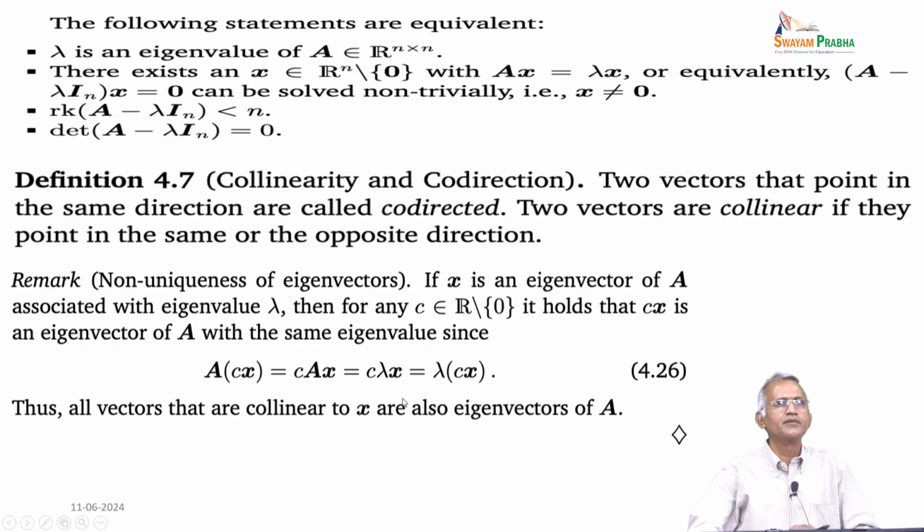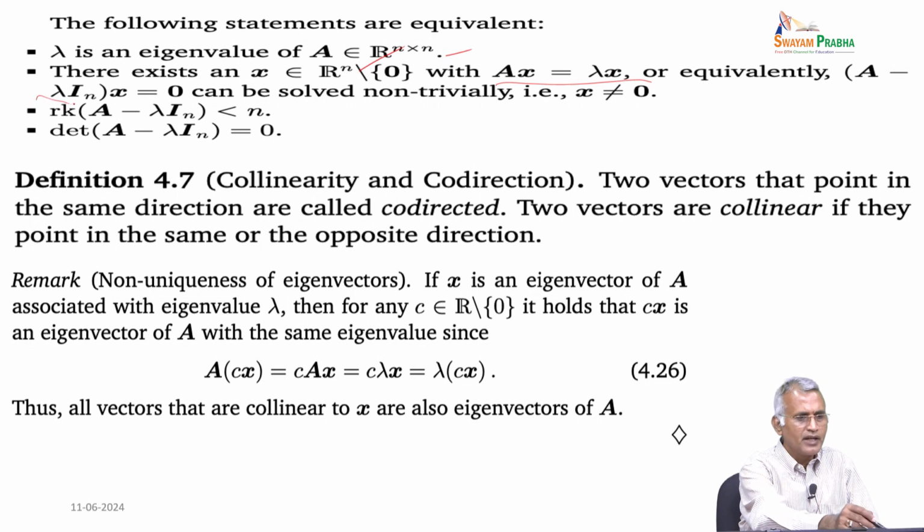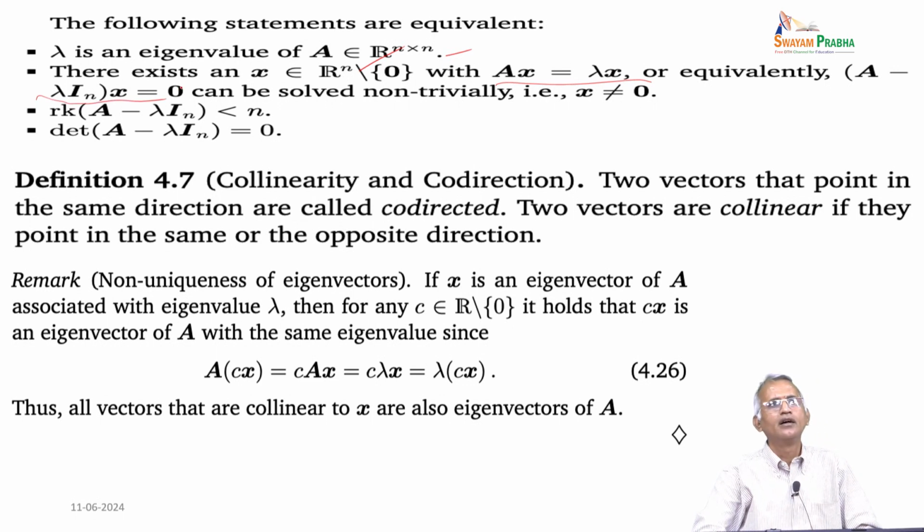So, the following statements are equivalent. Lambda is an eigenvalue of A in R^(n×n). There exists x in R^n, x not equal to 0, such that Ax equals lambda x. Or equivalently, (A minus lambda I_n) x equals 0 can be solved non-trivially, that is, x is not equal to 0. Therefore, the rank of A minus lambda I_n is less than n, and the determinant of A minus lambda I_n is equal to 0.